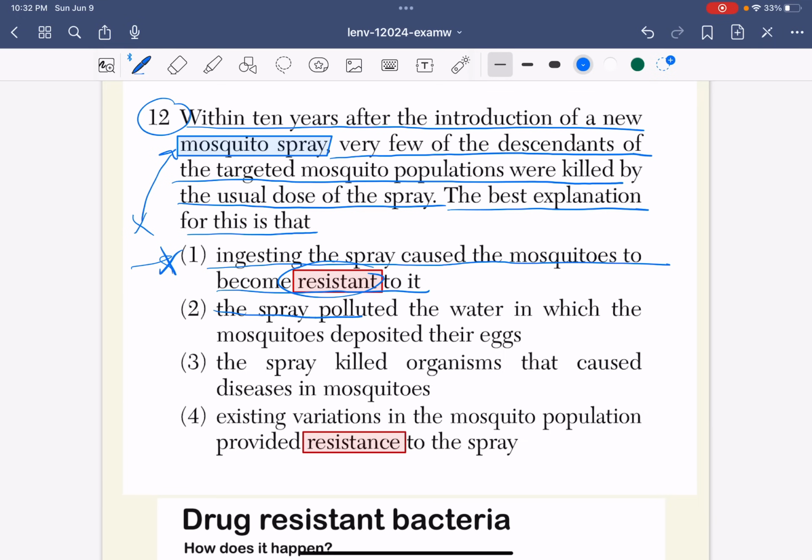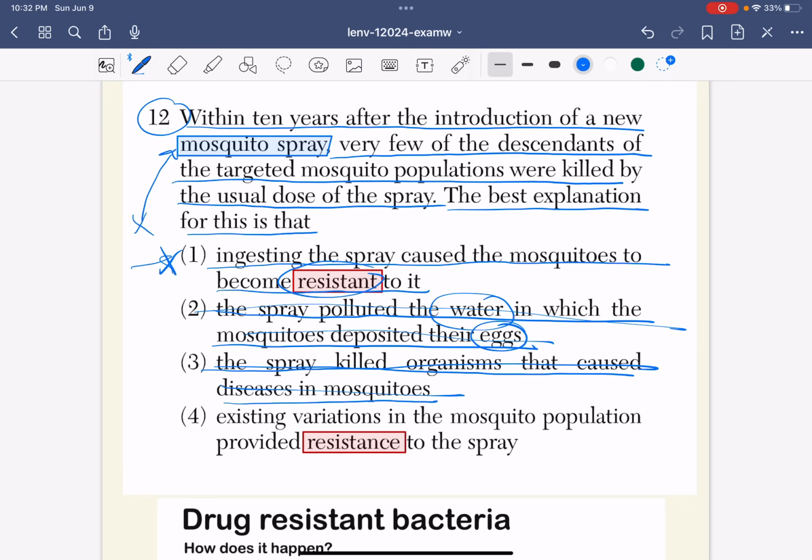The spray polluted the water in which the mosquitoes deposited their eggs. So you can't transfer DNA from water to eggs. That's not how it works. The spray killed organisms that cause disease in mosquitoes. That is not accurate. That's not answering the question. 4, existing variations in the mosquito population provided resistance to the spray. This is the correct answer. So the variation that you have within a species will help for its survival.